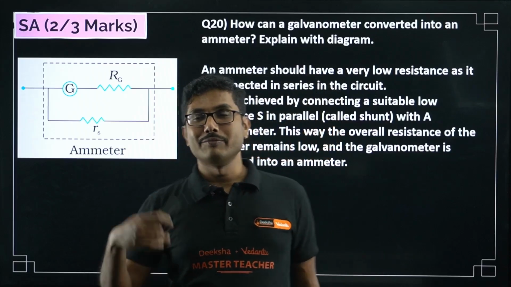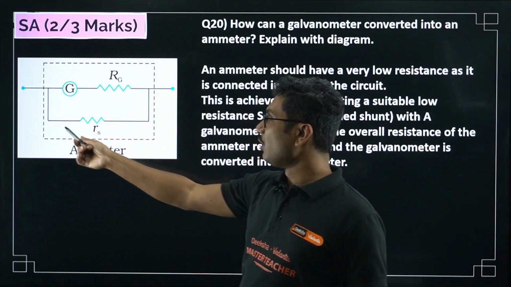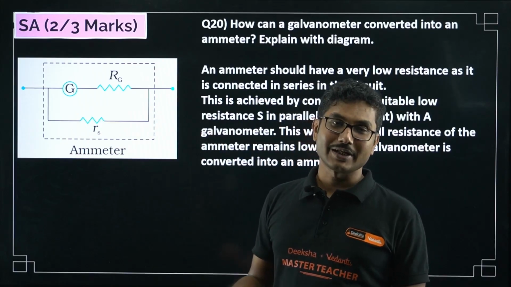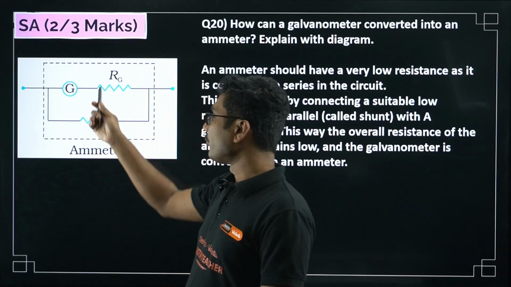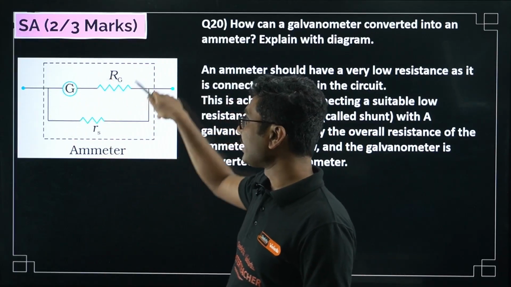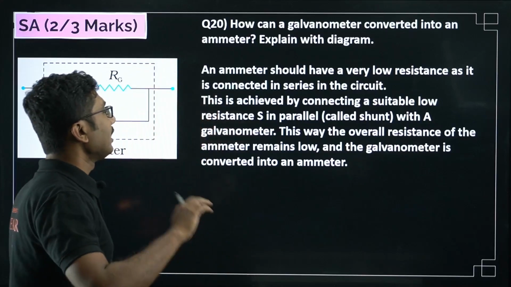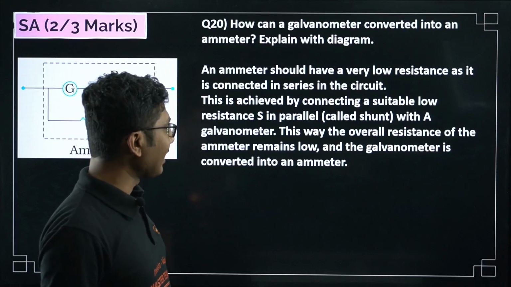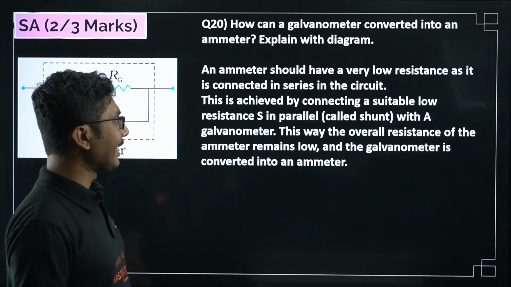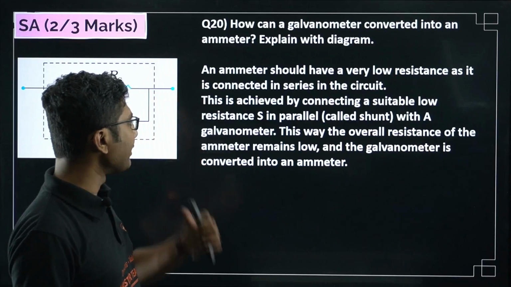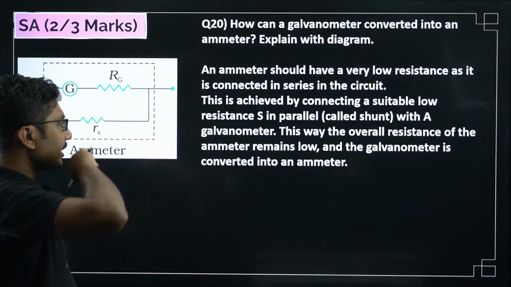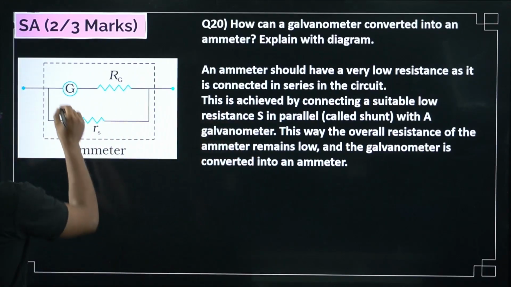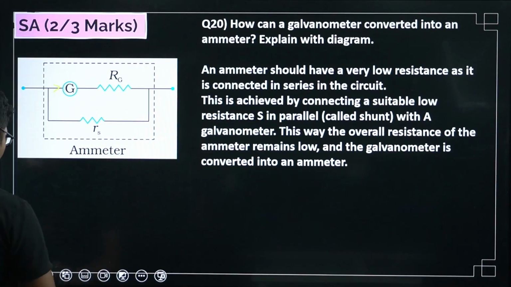Okay, so ammeter is where a low resistance value is connected in series, and voltmeter, high resistance value is connected in series. Okay, for ammeter it is low value resistance connected in parallel, not series. My mistake. So this is achieved by connecting a suitable low resistance S in parallel with a galvanometer. This way the overall resistance of the ammeter remains low and the galvanometer is converted into an ammeter. Okay, you can even calculate what is the value of this S.